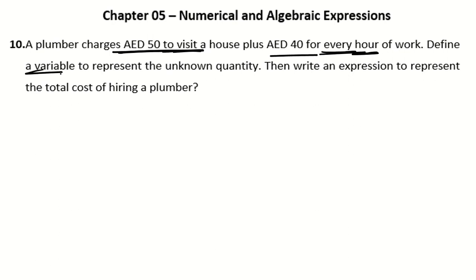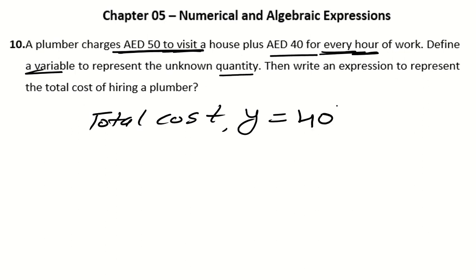Define a variable to represent the unknown quantity, then write an expression to represent the total cost of hiring a plumber. So total cost, you can take it as y also, is equal to 40 dirham for 1 hour. Okay, so I am taking hour as x. So 40 for x hours, it will be 40 times x, means 40x, and plus 50 dirham extra. So y equal to 40x plus 50.